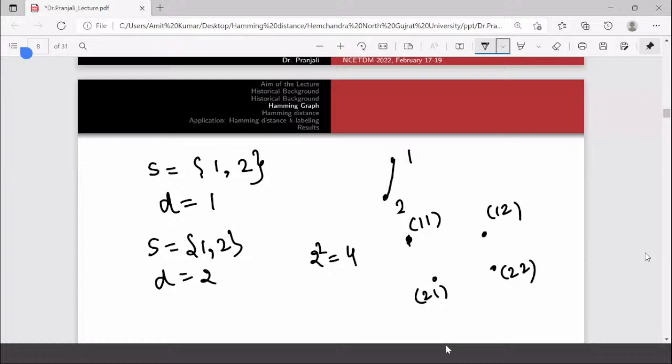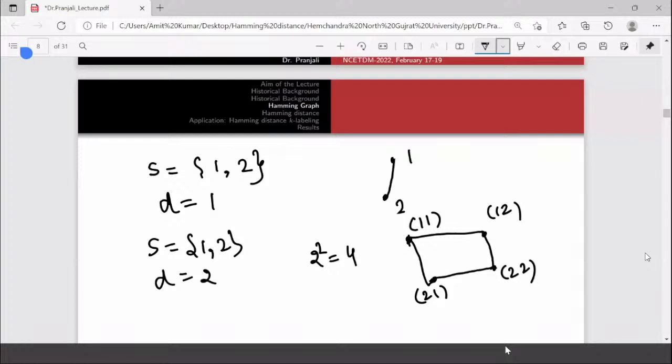If they differ precisely at one coordinate. So look here, they are different at the second place. So the second tuple is different. Now similarly, this 2, 2, 1 and 2, 2, they also differ at one place. Similarly here, they are different at one place. Similarly here. So in this way, our Hamming graph has been constructed.